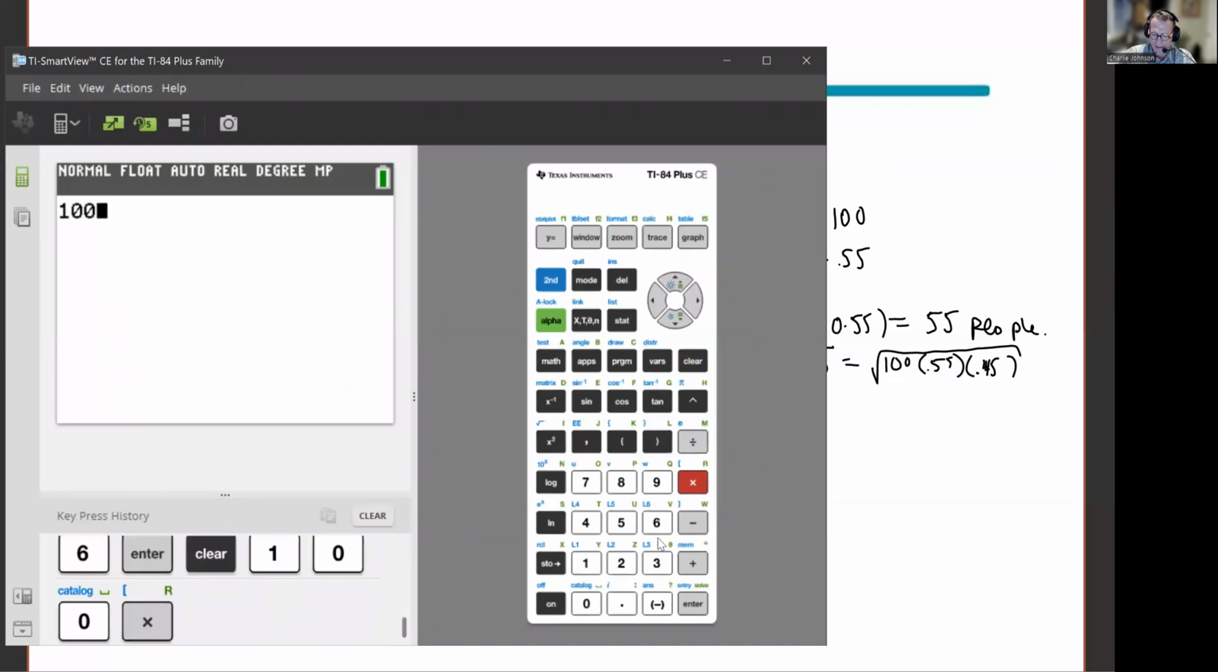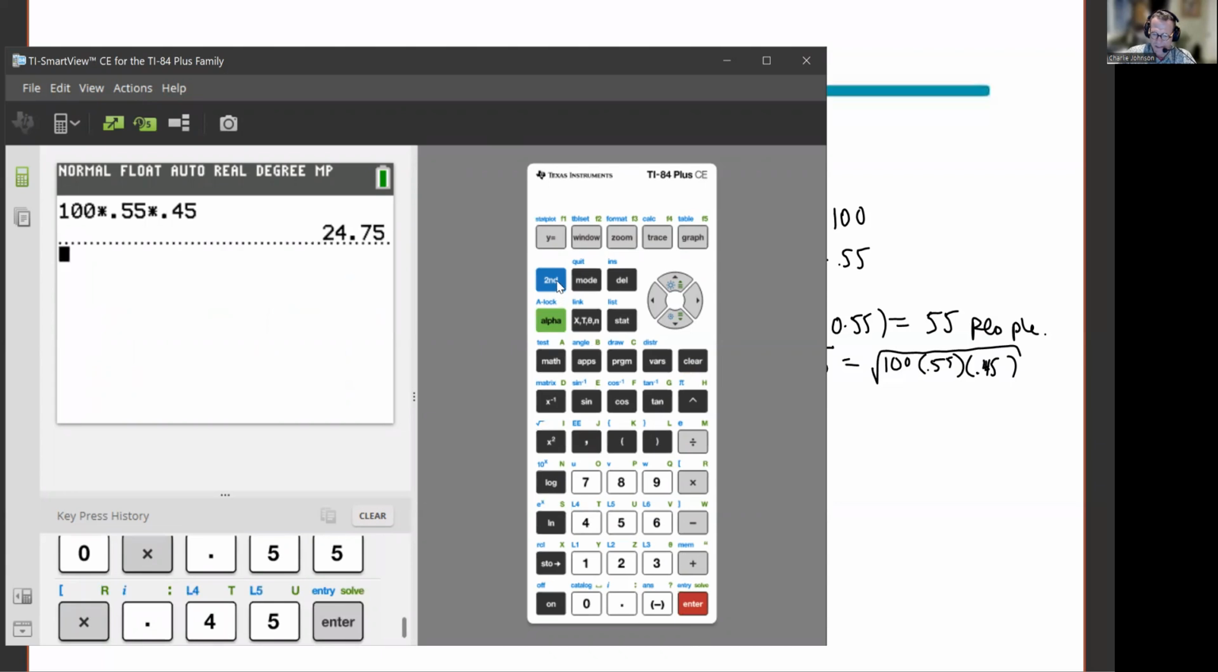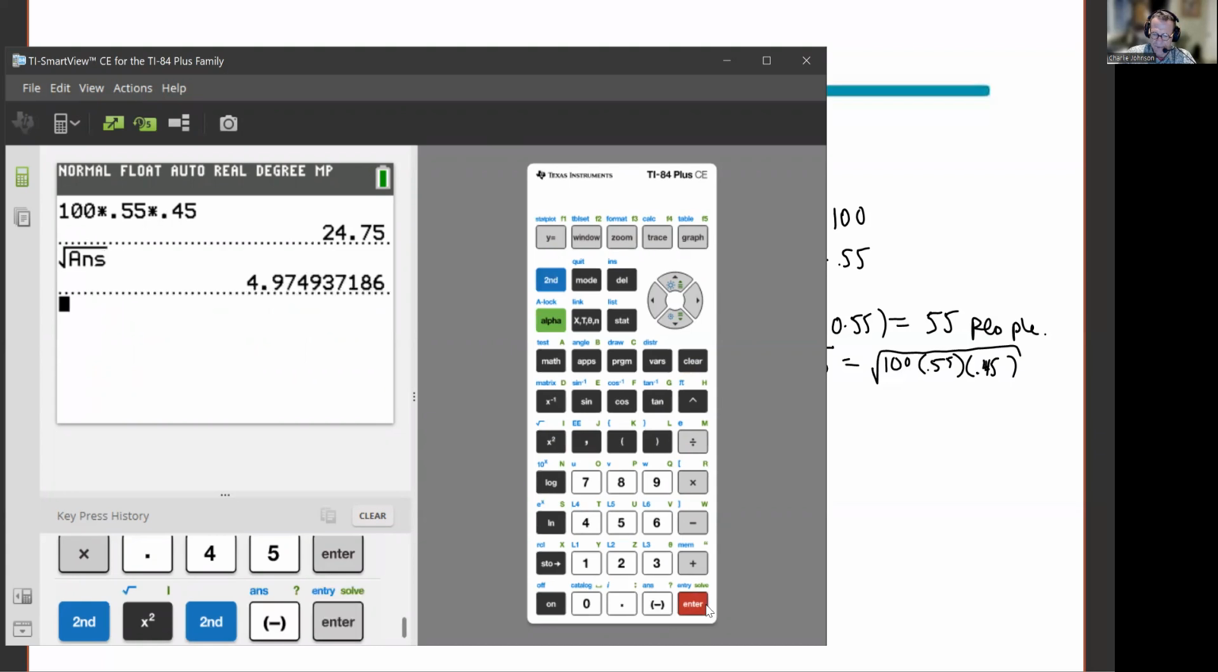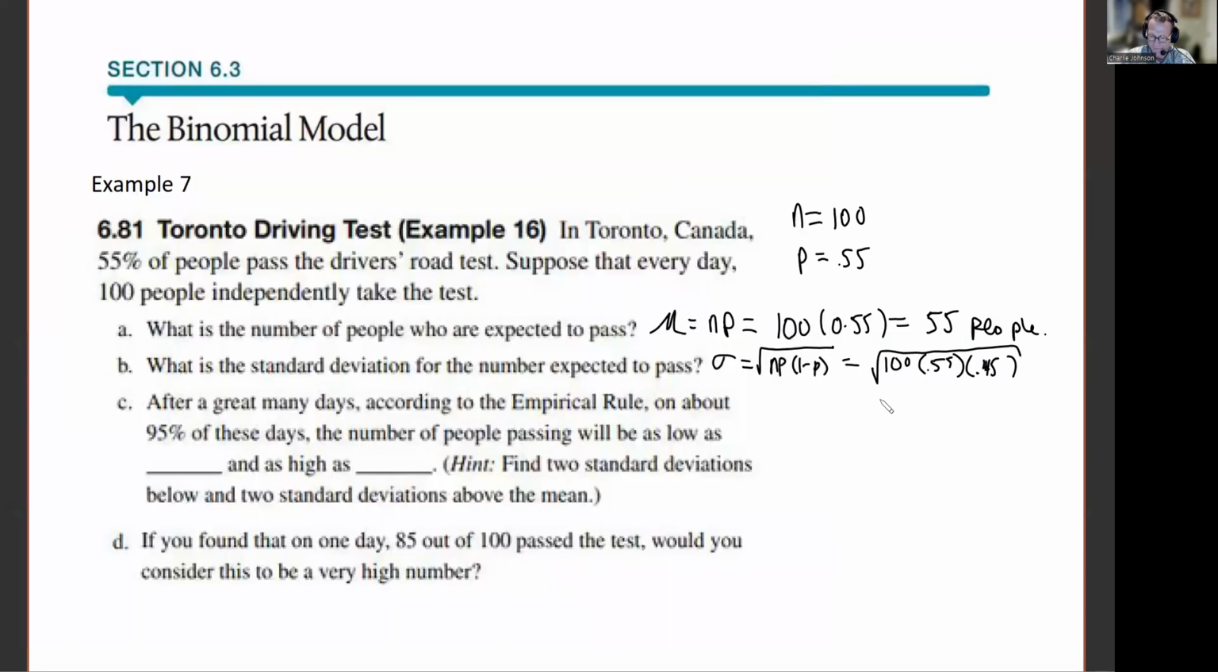100 times 0.55 times 0.45, and then we want to take the square root of that, which gives us 4.975. And we'll go ahead and estimate that to be 5. Okay, the standard deviation is 5.